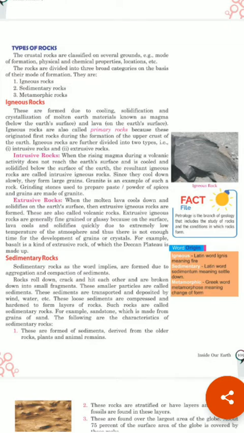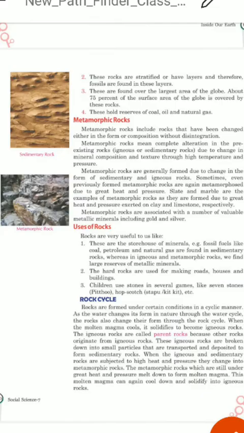Second, extrusive rocks. When the molten lava cools down and solidifies on the earth's surface, then extrusive igneous rocks are formed. These are also called volcanic rocks. Extrusive igneous rocks are generally fine grained or glossy because on the surface lava cools and solidifies quickly due to the extremely low temperature of the atmosphere. For example, basalt is a kind of extrusive rock of which the Deccan Plateau is made up.